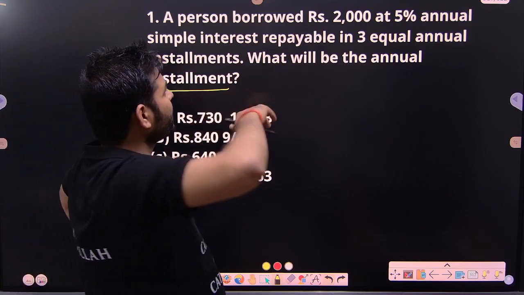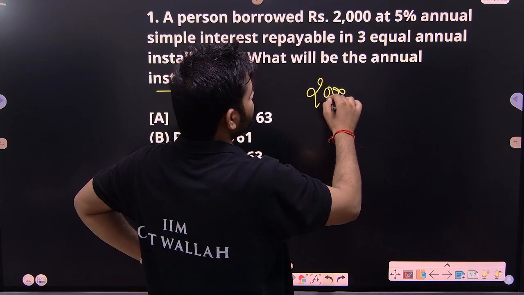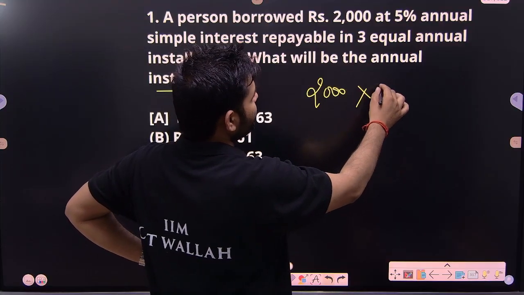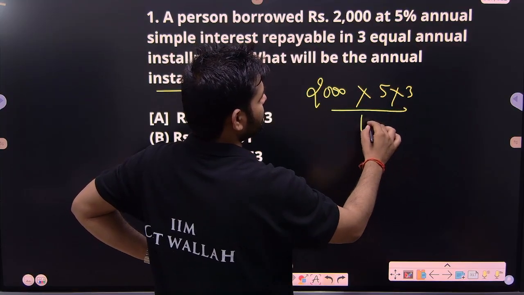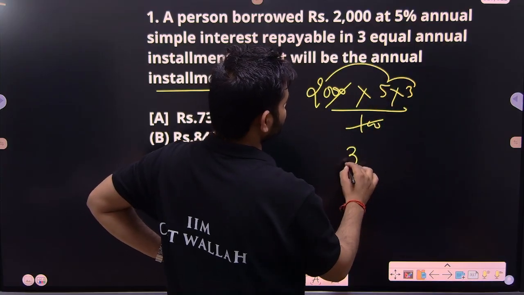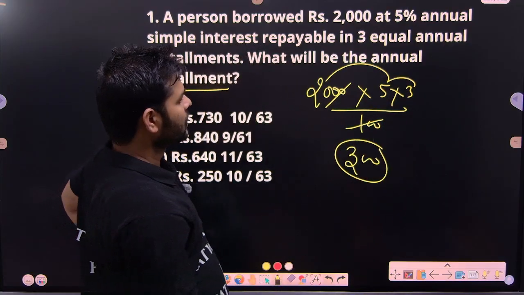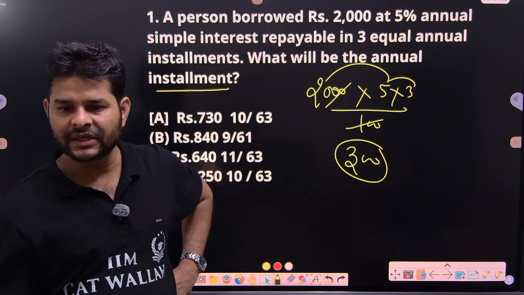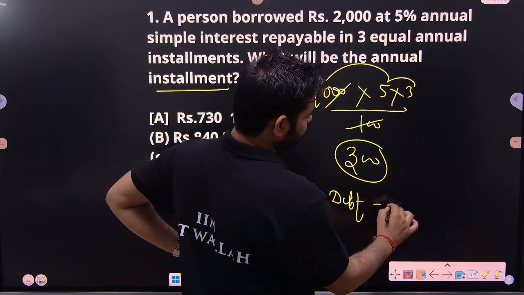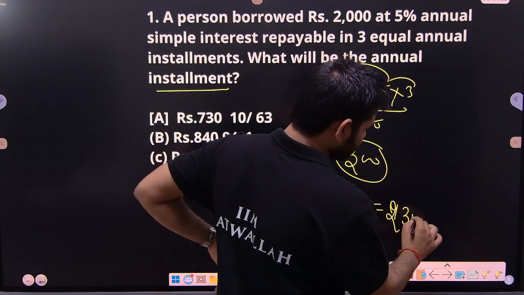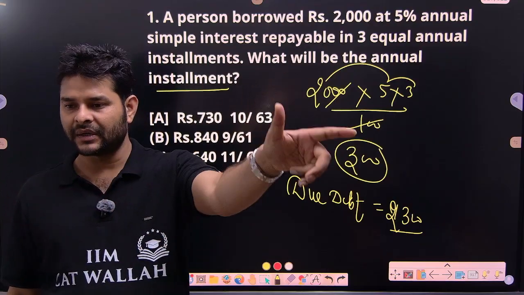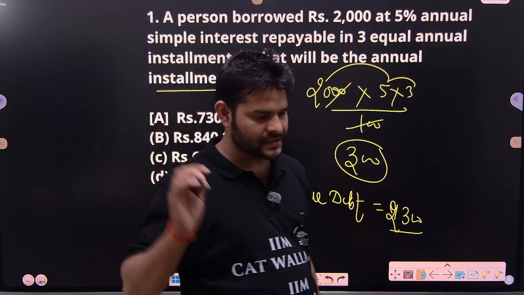So payable amount would be 2000 plus simple interest on 2000 for 3 years, 5% for 3 years. That would be 15 into 20, 300. So that means 2300 is the due debt. So I need to repay this 2300 in 3 equal installments. Formula, plug in the formula, get the answer.